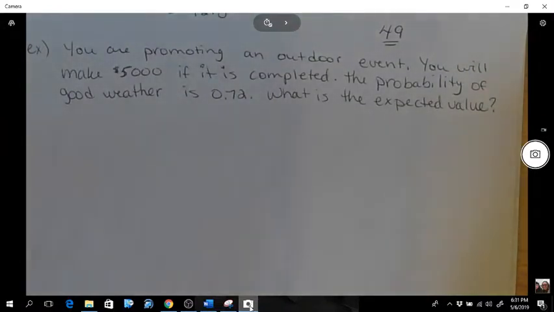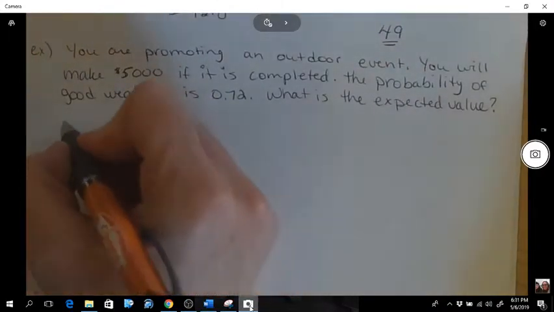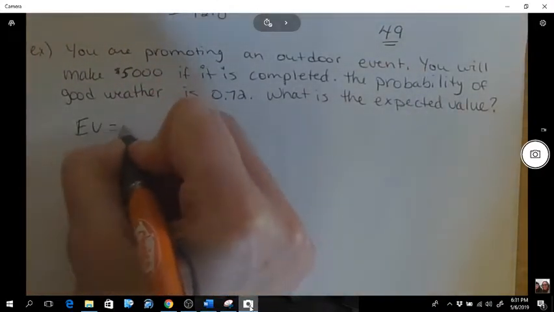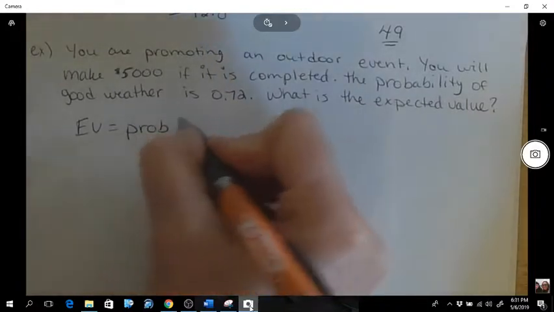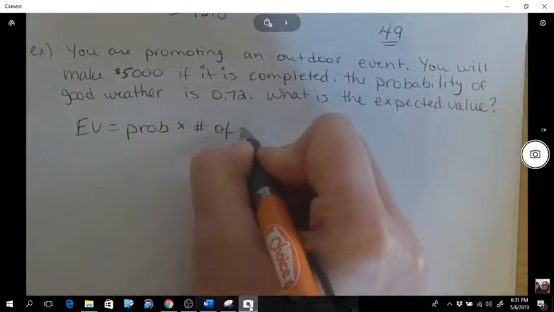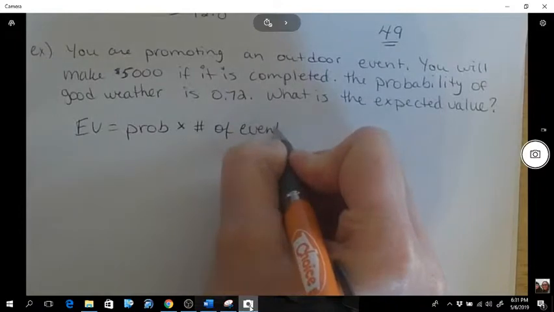The probability of having good weather is 0.72 or 72%. What is the expected value? Obviously if it's just one event, you're either going to make $5,000 or $0. So when we talk about this, it would be the average over a long period of time. The expected value is probability times number of events or trials.